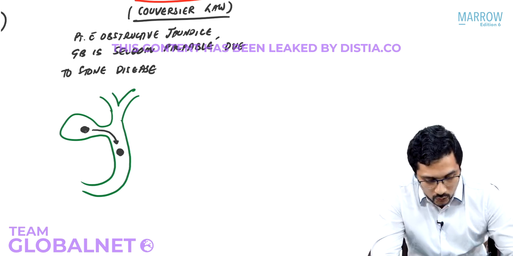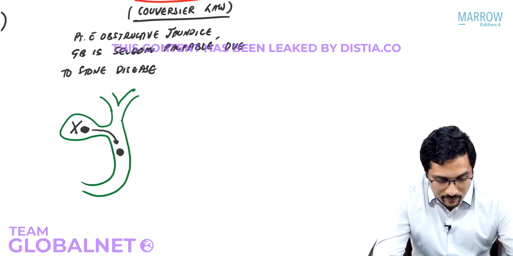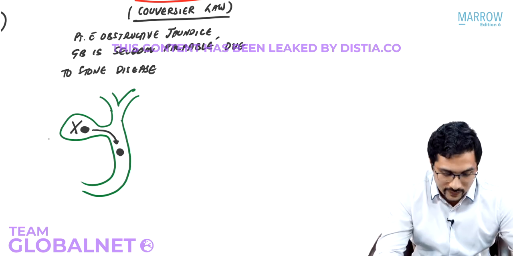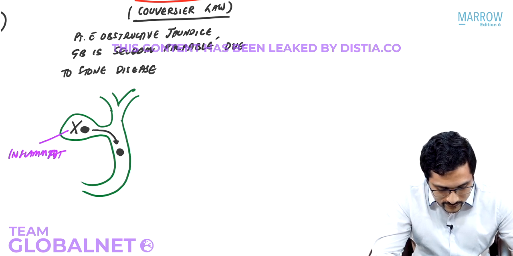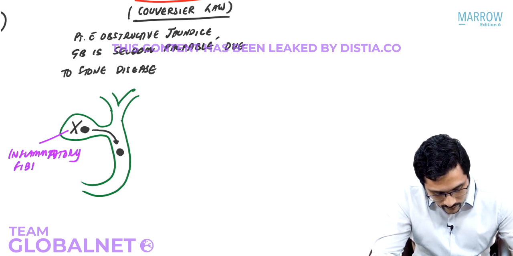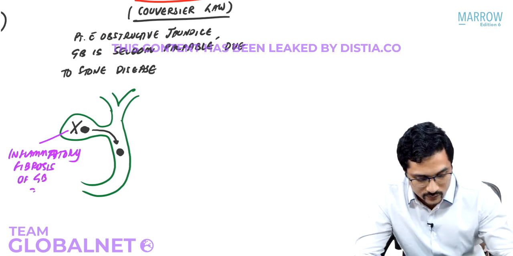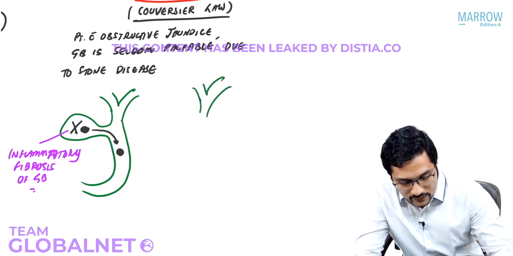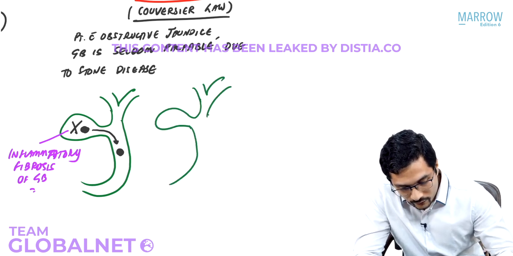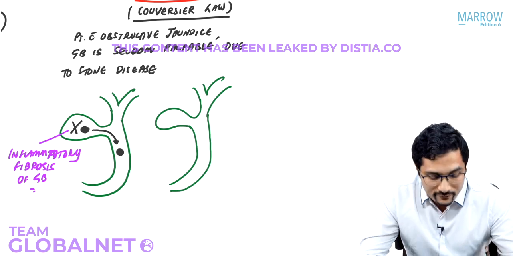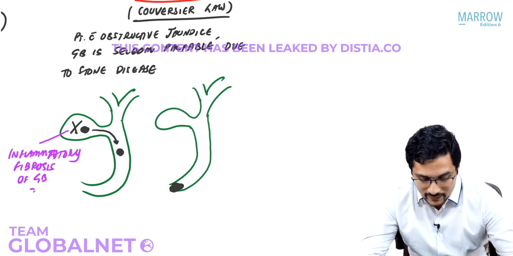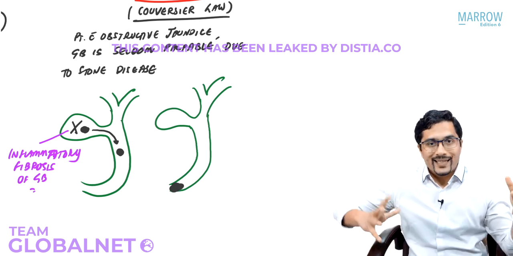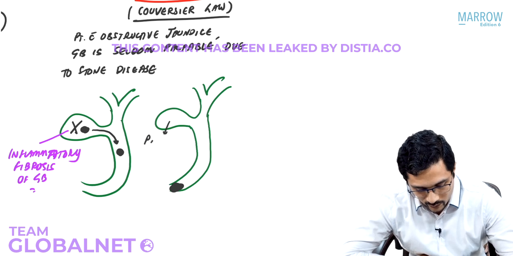But in that case, the gallbladder is not palpable because before the stone comes into the CBD, it causes inflammatory fibrosis of the gallbladder. That is why in stone disease, you will not find a palpable gallbladder. Whereas if there is a cancer here, the entire biliary tree is distended and you get a palpable gallbladder.